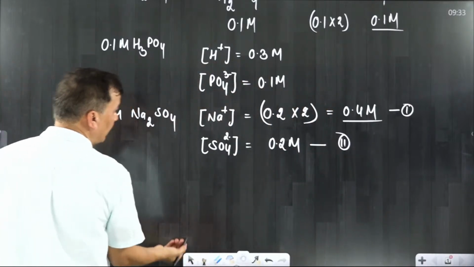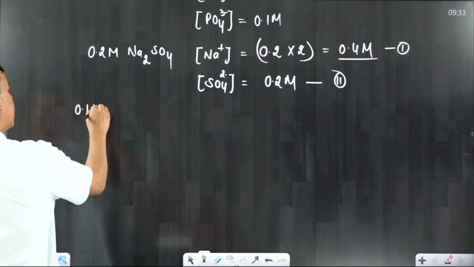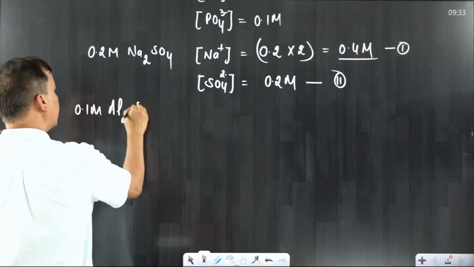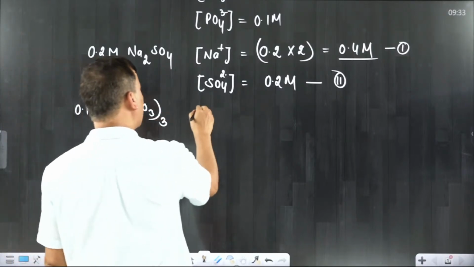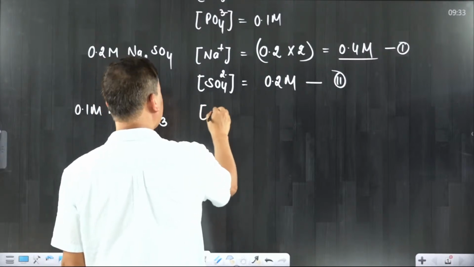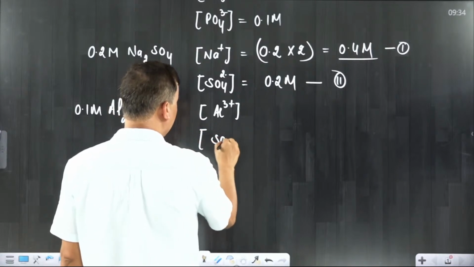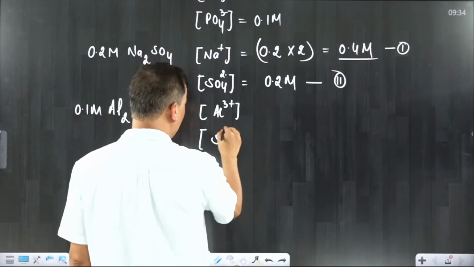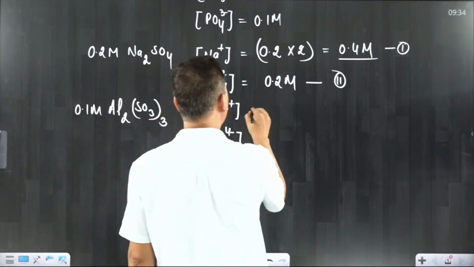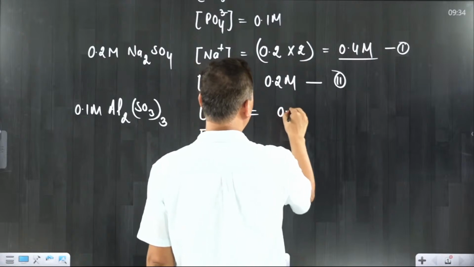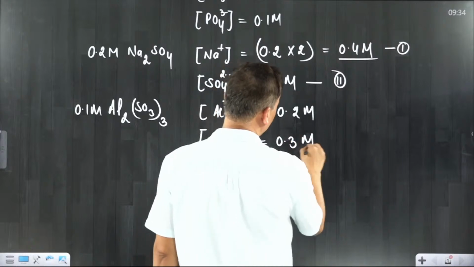In the same way, I am taking 0.1 molar aluminium sulfate, Al2(SO4)3. Please write the molar concentration in the chat box. Here is aluminium 3 positive, and what will be the molar concentration of SO4 2 negative? This is 0.2 molar and this is 0.3 molar.